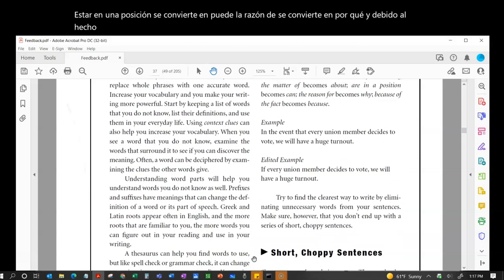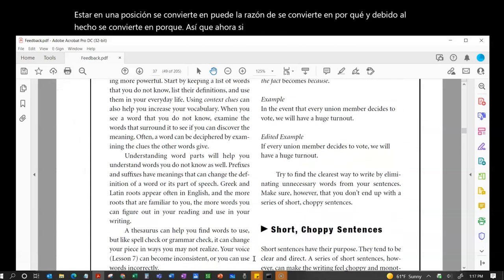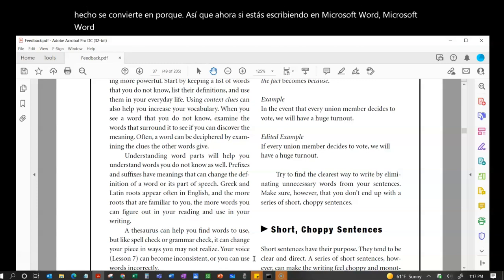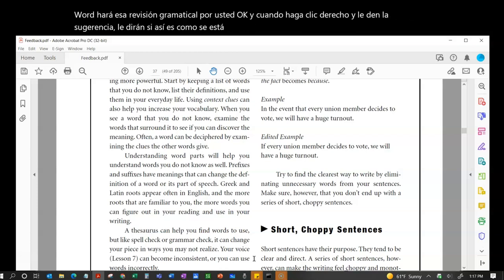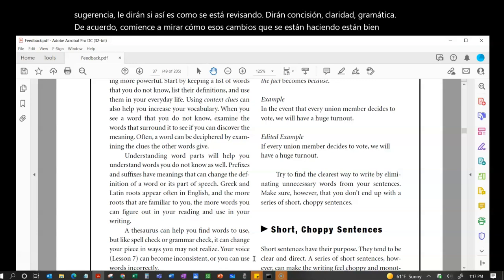So now if you are writing, Microsoft Word will do that grammar check for you, okay? And when you right click and they give you the suggestion, they'll tell you how it's being revised. They'll say conciseness, clarity, grammar, okay? Start looking at how those changes are being made, okay? All right, so let's look at some examples.